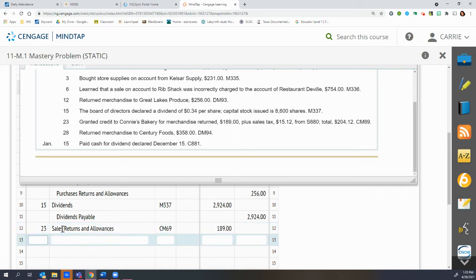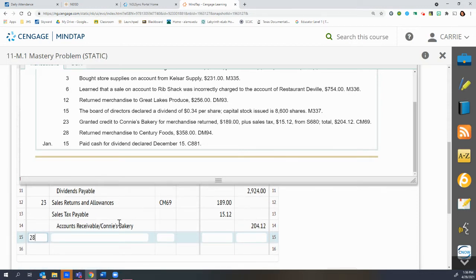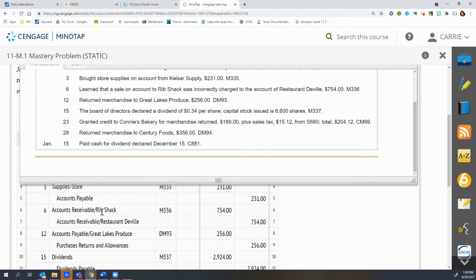Remember, the sales tax payable debit is going to be just the sales tax that we're refunding them. And then this is the credit to their accounts receivable, for those two amounts added together, and it does this for us. And then we return merchandise to Century Foods. That is just like the same one we did before.